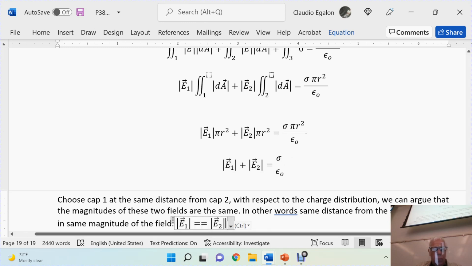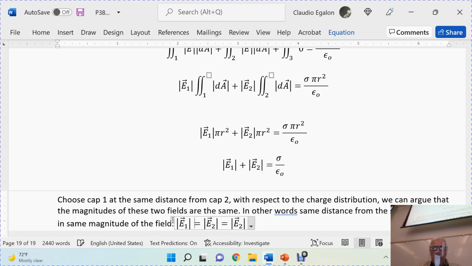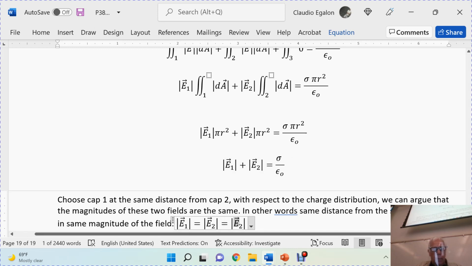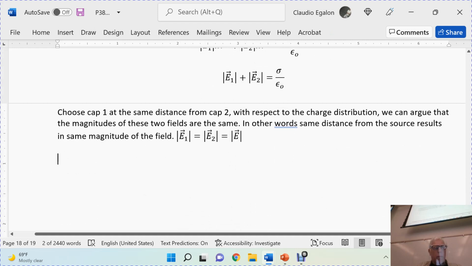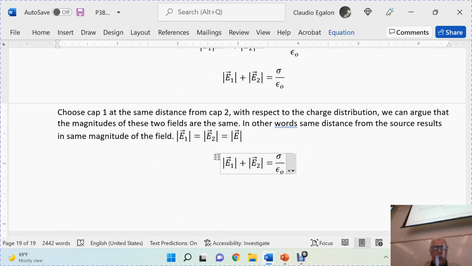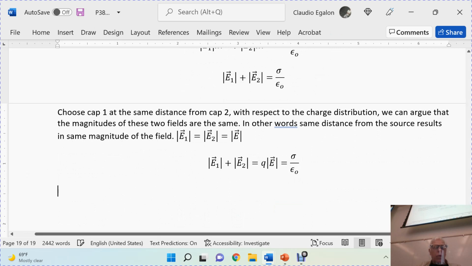Like that. So next, E1 plus E2 is equal to 2E. We solve 2E, not QE, 2E. We solve this equation. We get E equal to sigma over 2 epsilon naught.